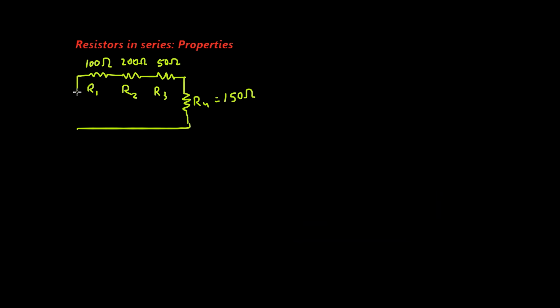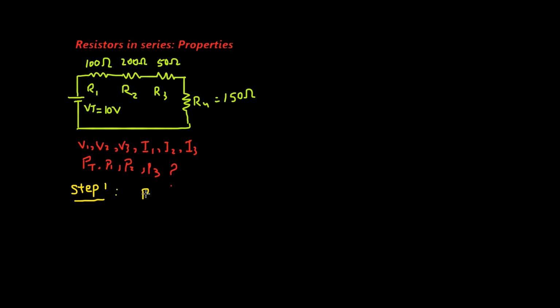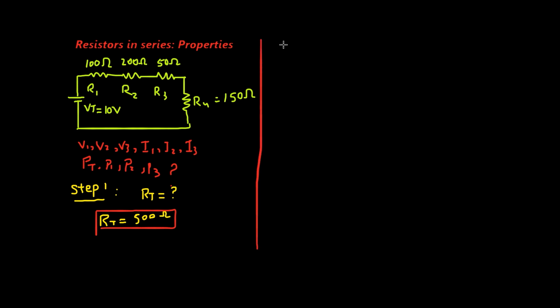Let's place a battery of 10 volts for previous circuit, and now we want to find voltage drops across each resistor and also the current flowing through each resistor. Further, we also want to calculate total power being supplied by the source and power consumption of each resistor. Taking step 1, first we need RT, which we already have calculated and it was 500 ohms. Step 2. Solving for currents.